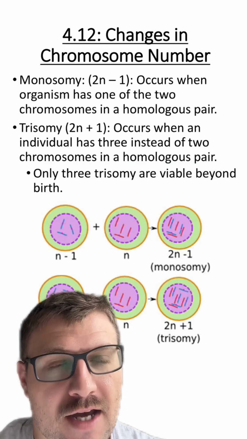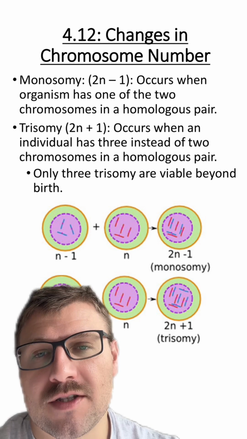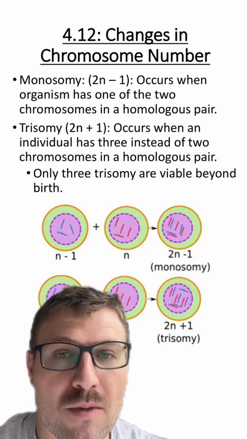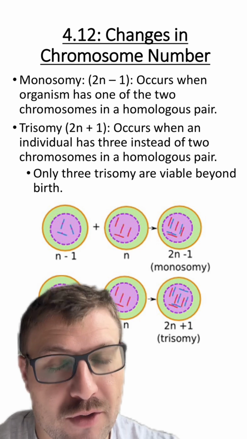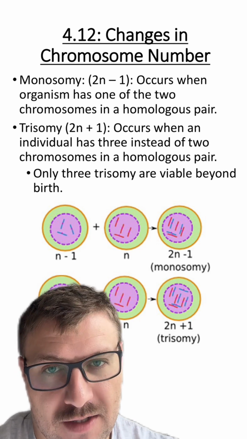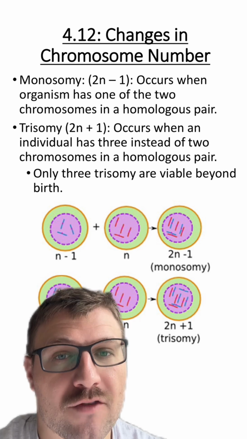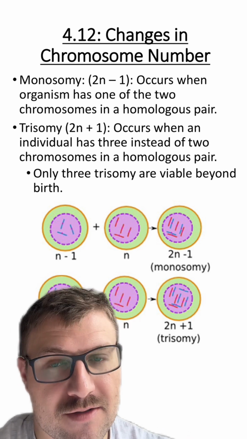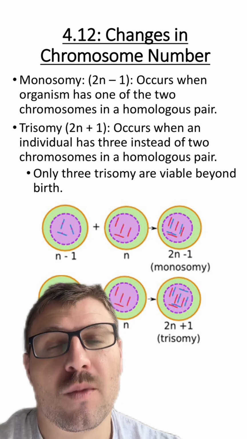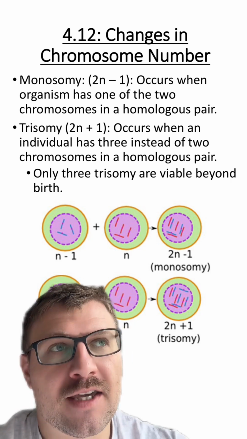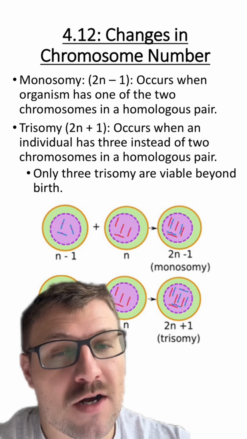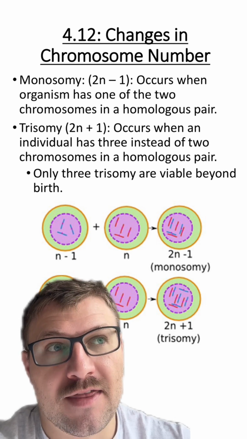When a zygote or when a person receives one less chromosome than what is expected, that euploidy number, we call that monosomy. This is when there is a homologous pair of chromosomes that's missing one of the pairs. When there is an extra chromosome, we call it trisomy. This is again when there should be a homologous pair of chromosomes, but there is an extra in that pairing.